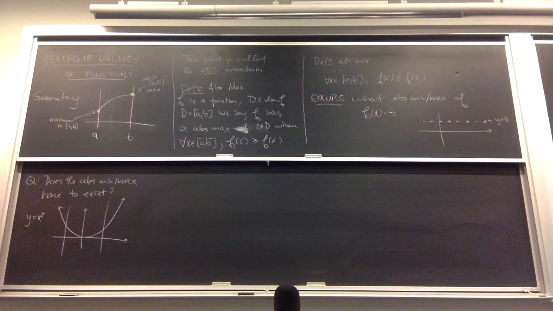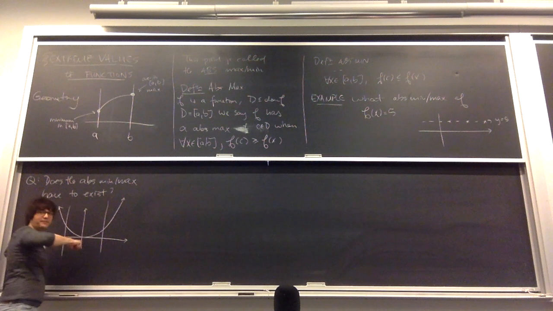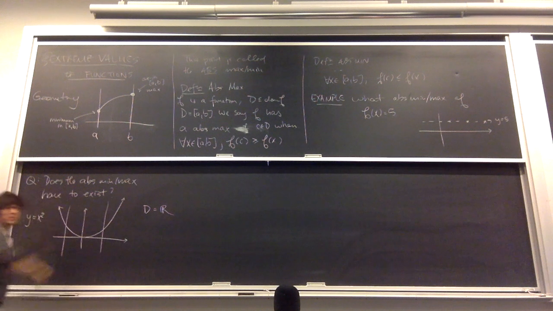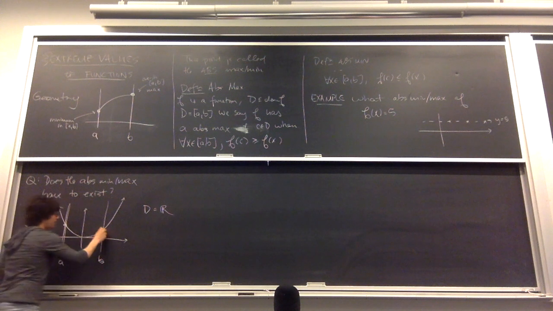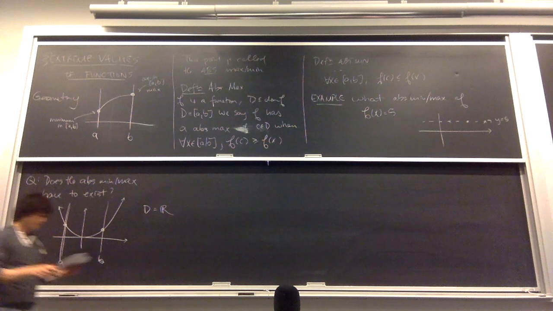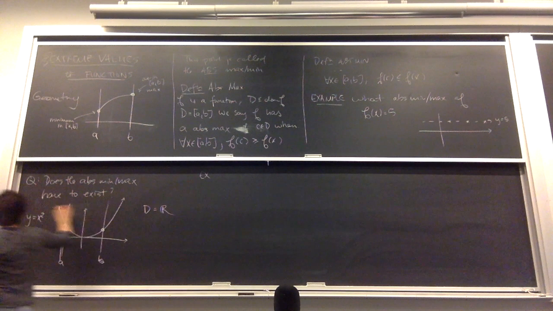Okay, so this is what I'm trying to get at. X squared has no maximum value if D is equal to R, because it's going to infinity in both ways. However, as soon as I cut the graph over a closed interval, you definitely will get absolute minimums and maximums. Let's take a little bit more of a look at this. So again, here's an example. So the answer to this is no.